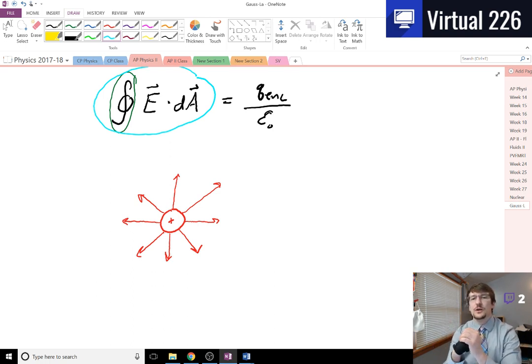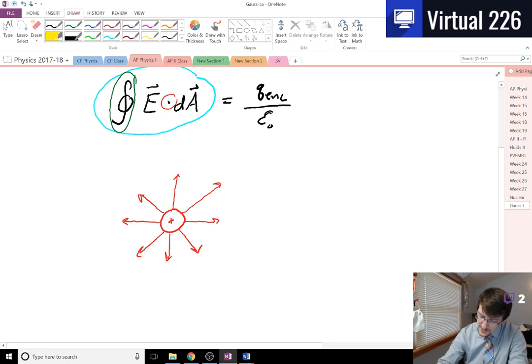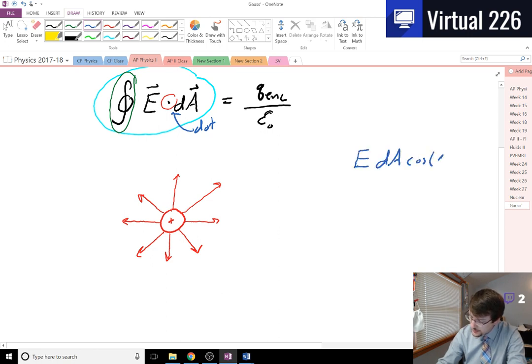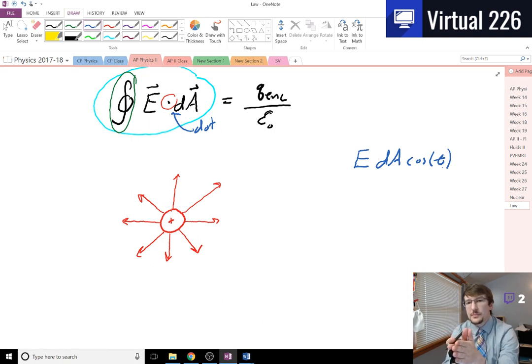The key with these Gaussian shells is that we use the idea of symmetry to make the shells easier, and whenever we're doing these shells, we need to pay attention to this symbol right there. That's not a multiplication symbol. This is technically known as a dot product. What we mean by that dot product is, hopefully you remember, that this isn't just E times A, but it's E dA cosine of theta, where that cosine is the dot product. We're looking for vectors that are in the same plane as each other.